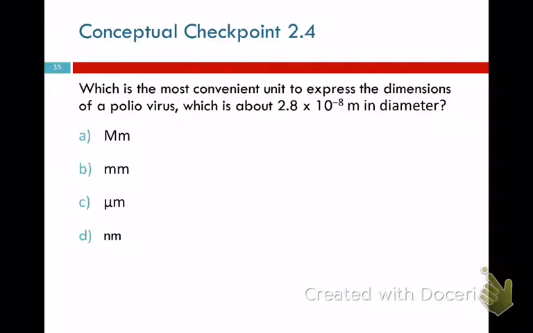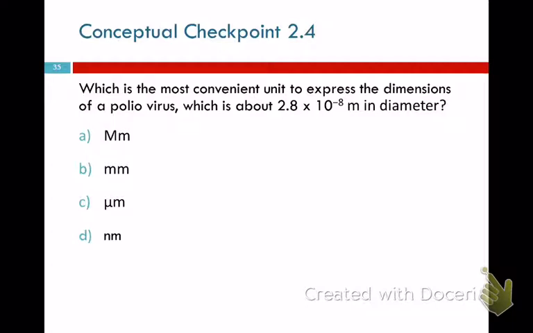So let's say this is the dimension of the polio virus, it's 2.8 times 10 to the minus 8 meters. People don't like writing this because it's really hard to interpret as a value. So what they like to do is use a prefixed meter to express that value more clearly to people. So which one of these would be the best unit to measure it in? Well, this is 10 to the minus 8.